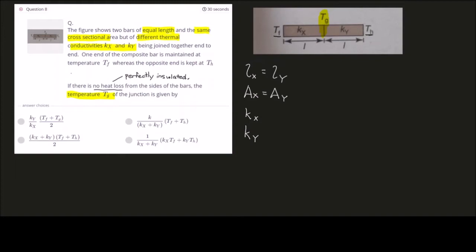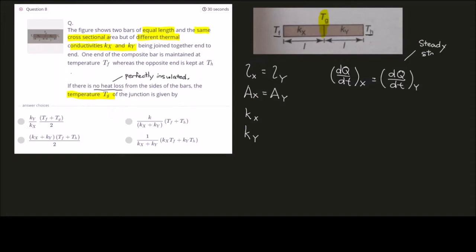Okay, so if there's no temperature change, we know that it is in steady state. So when it's at steady state, the rate of heat flow is constant all across the bar. That means the rate of heat flow at X is equal to the rate of heat flow at Y. Why this equation works is because this thing is now in steady state.